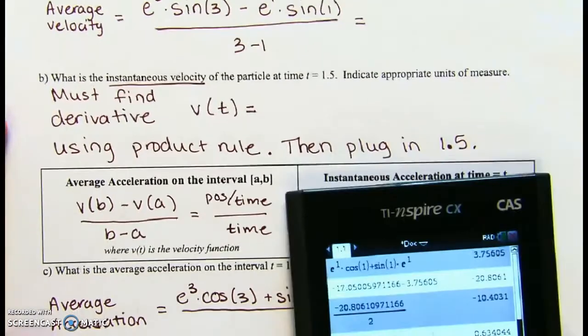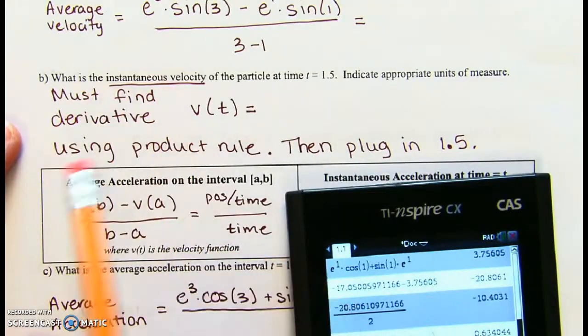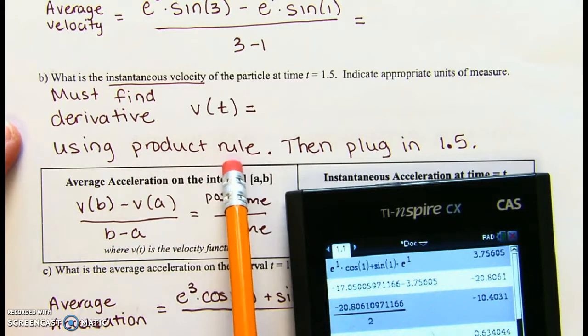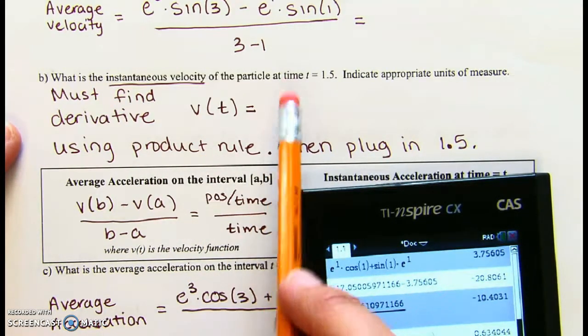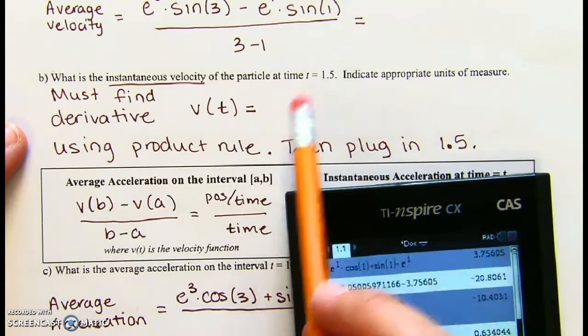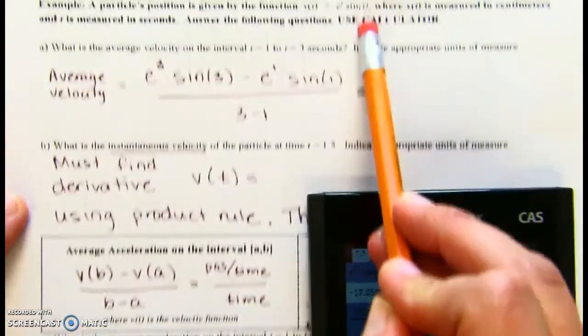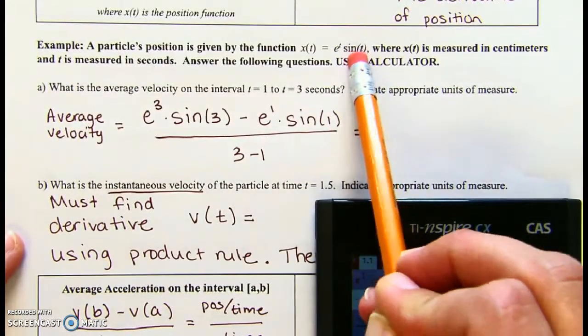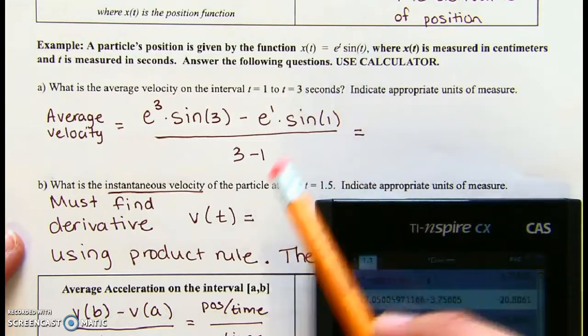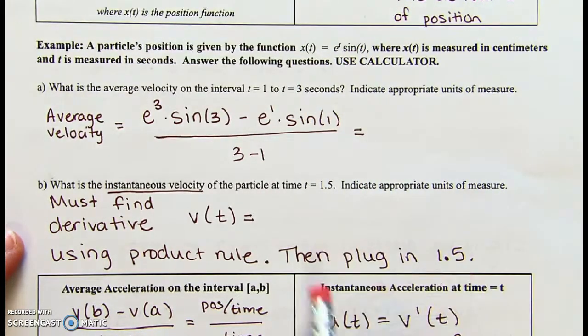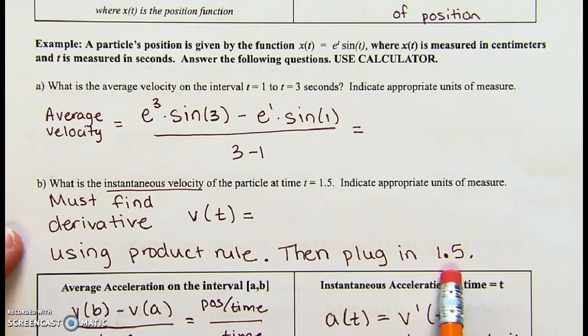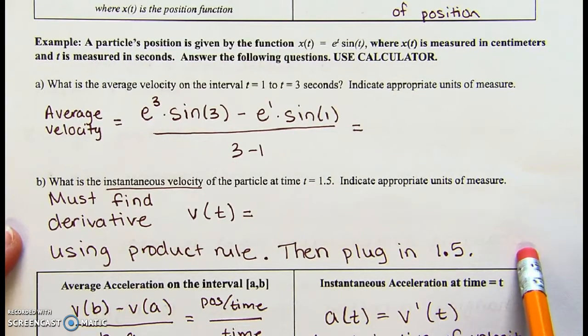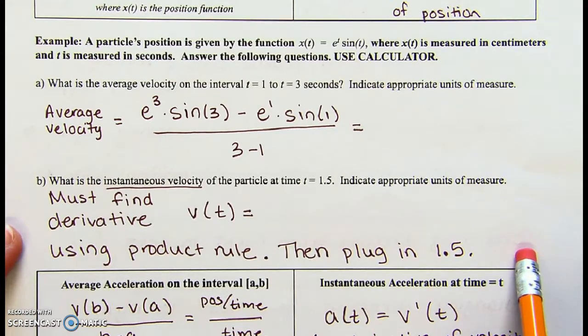Okay, the instantaneous velocity, you have to find the derivative using product rule. Did anyone out there find the derivative yet? So derivative of what? You take the derivative of the position here and you write it down, and then you plug in 1.5 to try and get the answer. Okay.